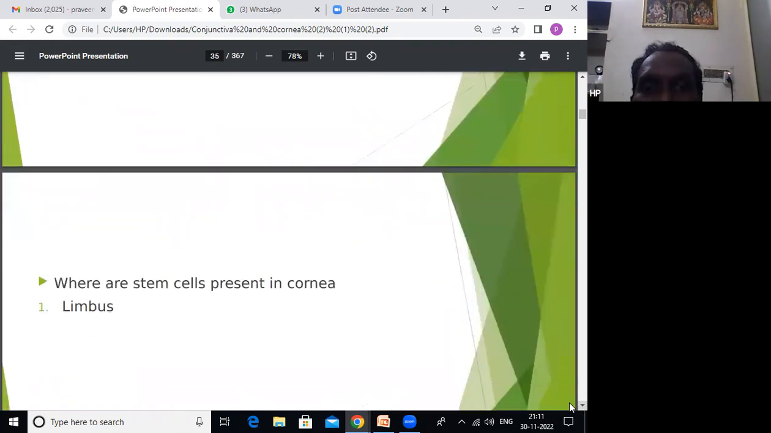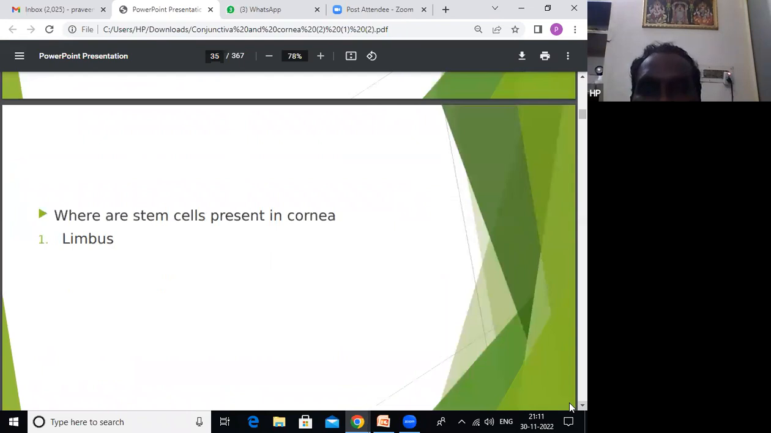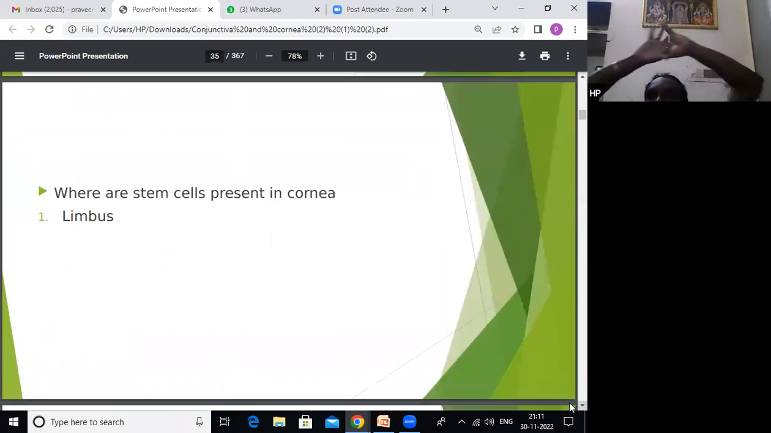Then the question is: limbal stem cells in the cornea are present in which part of the cornea? They're present in the limbus. The key part where the limbal stem cells are present is called the crypts. So you have the limbal girdle of Vogt, which is present around the limbus and contains the limbal stem cells. The question was asked in Gilbert: stem cells are present in the cornea in which part? Epithelium, limbus, conjunctiva, something like that. The answer is the limbus.